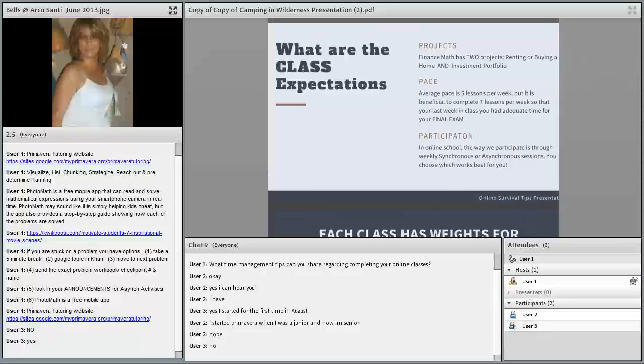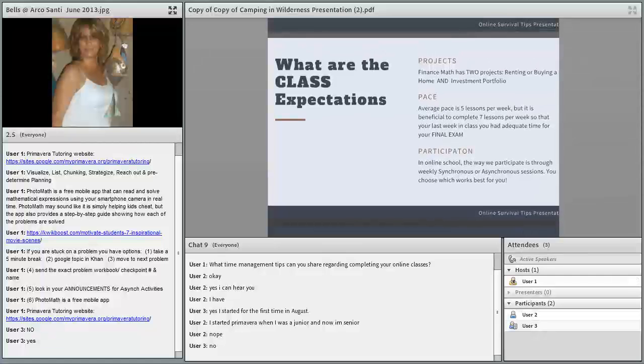And the class expectations: typically in every single online class, there are some things that are considered high value, very important. I would say in online classes, it's any kind of projects they have, or portfolios they might be called, and your pace and how you participate. Those are the 3 things you want to find out in any online classroom. In financial math in particular, we only have 2 projects. The first one is a study on whether to rent or buy a home, and the second one is on learning how to do an investment portfolio.